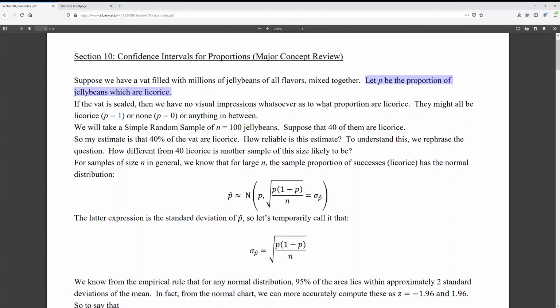So obviously, in the real world, we've got a huge vat of jelly beans with them all mixed together, and we don't know what proportion of the jelly beans are licorice. And let's say, for the sake of argument, that it's a nice opaque vat with a cover on it, so that we have absolutely no visual impressions whatsoever as to what proportion are licorice. A sealed vat, we've got no way of looking at it. We'll just reach in blindfolded, open it a crack, pick out some jelly beans and look at them. But we have no visual impressions as to what's going on with the vat, for the sake of argument.